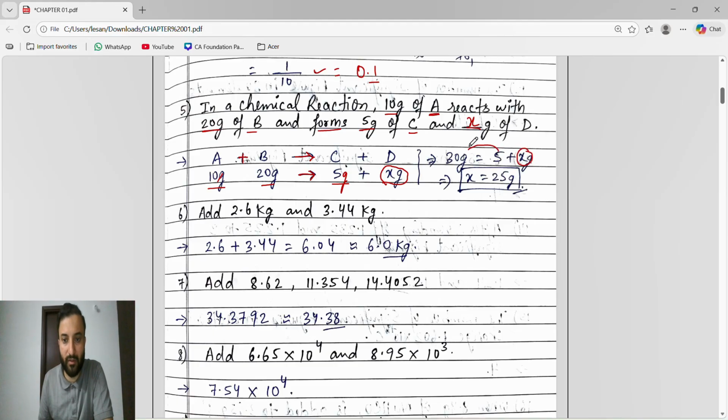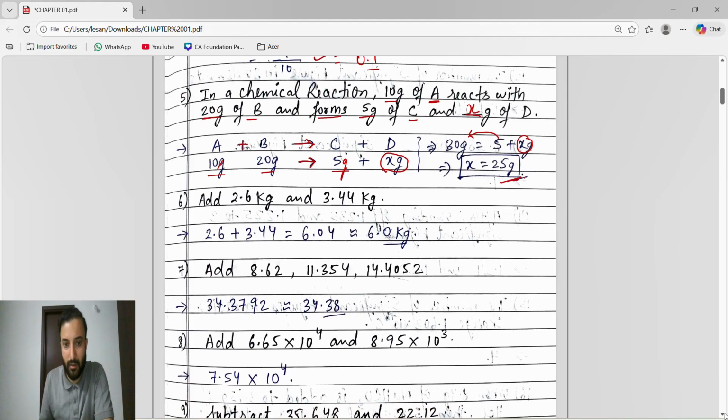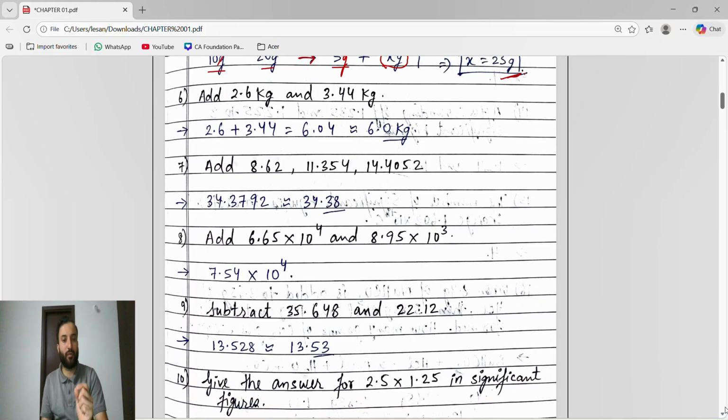We'll send the 5 to that side. So this plus 5 will go that side and become minus 5. So 30 minus 5, x is 25. Okay. So whenever you get this type of question where they have given 3 or 4 compounds and the weight of each compound, but you have to find the weight of one compound, at that time we will use the law of conservation of mass. The formula is total mass of reactant equals total mass of product. Okay.